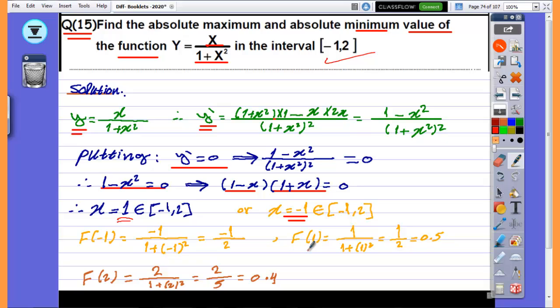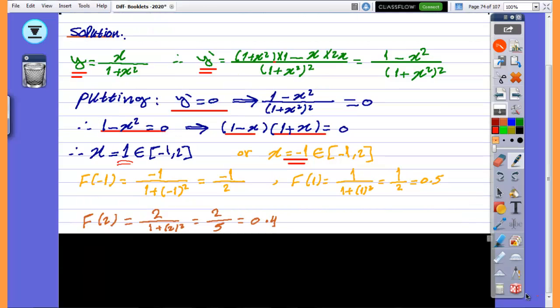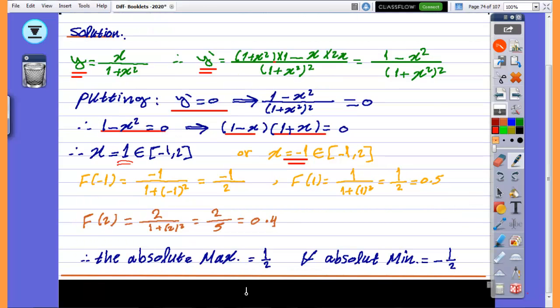When x equals 1, here it's a critical point. F of 1 equals 1 over (1 plus 1 square), which equals half. And now we will arrange it. F of 2 equals 2 over (1 plus 2 square), which equals 2 over 5, equals 0.4.